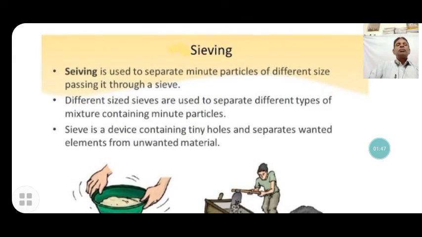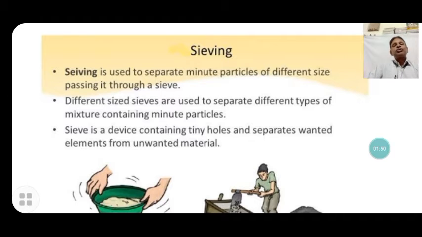Now, another process is sieving. It is also a household activity. Sieving is used to separate minute particles of different sizes by passing them through the holes of a sieve. When one component of the mixture is bigger and another is very minute, the minute particles are separated out through the sieve, and the unwanted particles are left over on the sieve. You can see when the fluid is sieved, the fluid comes out through the holes of the sieve, and some unwanted particles are left behind in the sieve container.